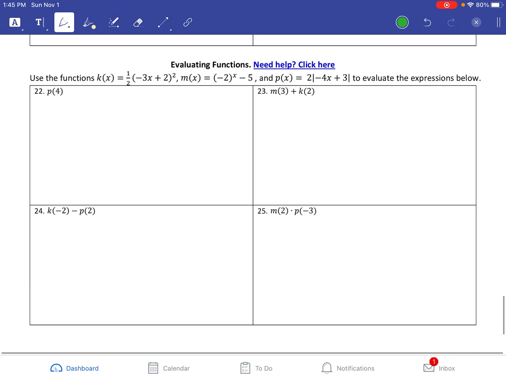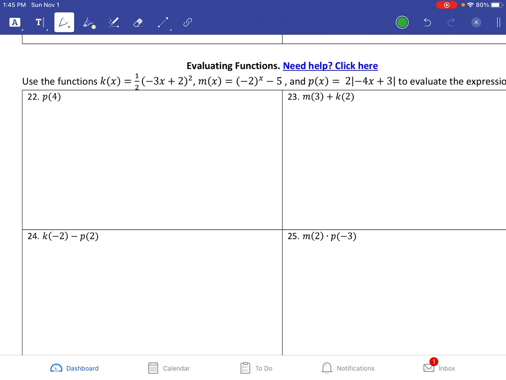All right, next function notations, composites. What we're going to be doing is putting these values into the functions you have listed up top. So I'm going to put 4 in for the p function, so I have 2 times the absolute value of negative 4 times 4 plus 3. So I have to do the inside of that first. Negative 4 times 4 is negative 16 plus 3 is negative 13. I'll just show you the work. The absolute value of negative 13 is positive 13, and I'm going to multiply that by 2. So 2 times 13 is 26.